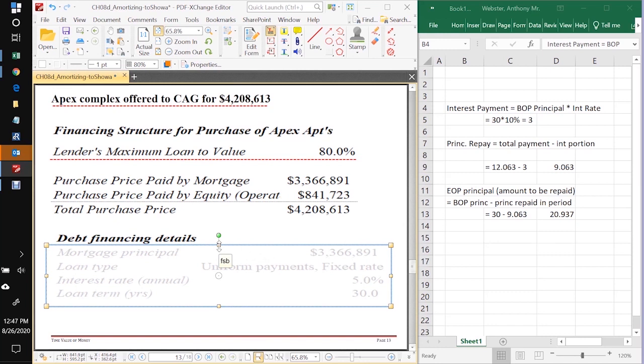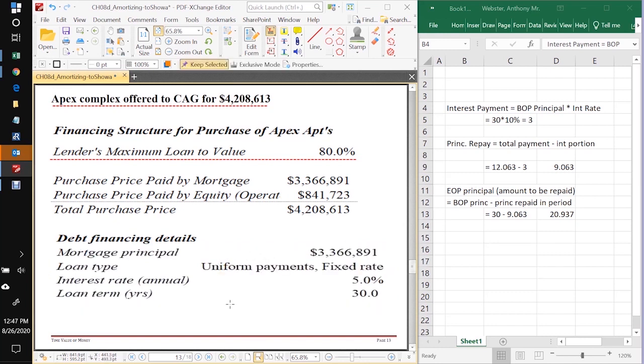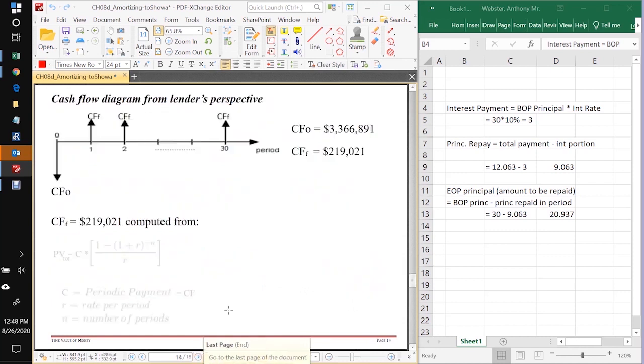Okay, so let's look at the details of the loan that they got. So the principal, as we discussed above, 80% of the purchase price, or about 3.4 million. This is a uniform payment, fixed rate loan, okay? Uniform payment, which again, we have sometimes called constant cash flow type of loan. Interest rate they got on this was 5%, which was actually pretty good at the time. And this was a 30-year term loan.